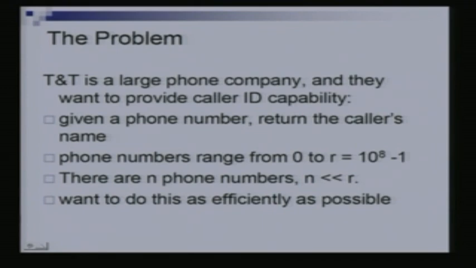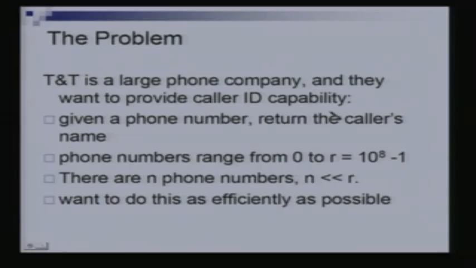When a call comes in, based on the phone number, you can figure out the name of the person who is making the call. So, that is what the company wants to do. Given the phone number, you want to return the caller's name. Let us assume that our phone numbers are all 8-digit numbers, as is the case in Delhi. So, the range of phone numbers would be 10 to the 8 minus 1, that is roughly 100 million phone numbers.